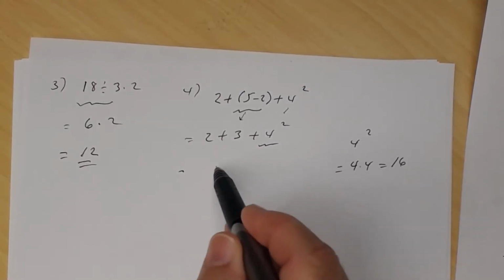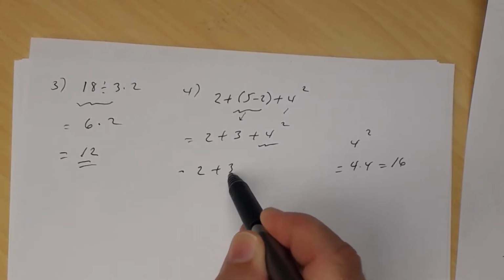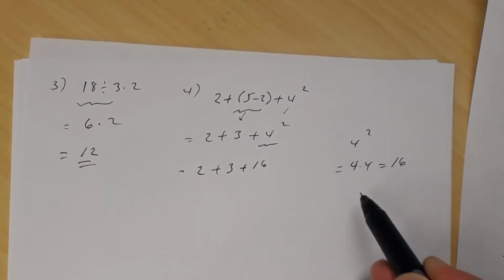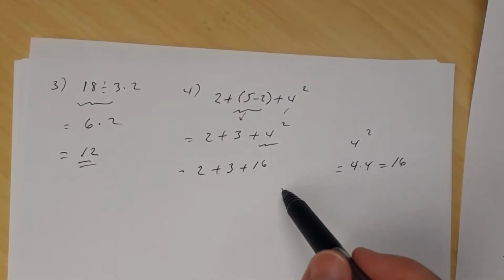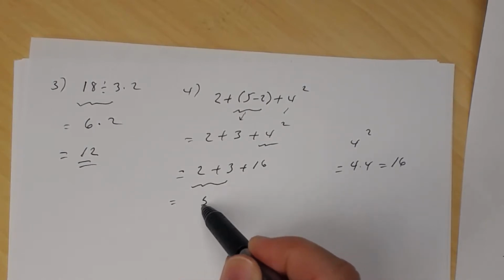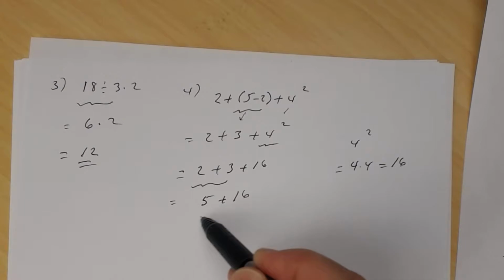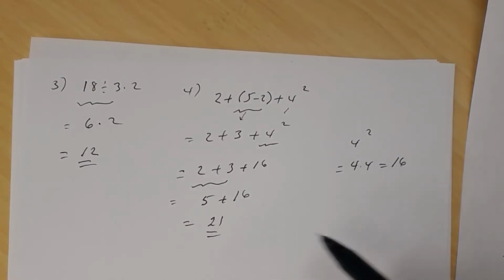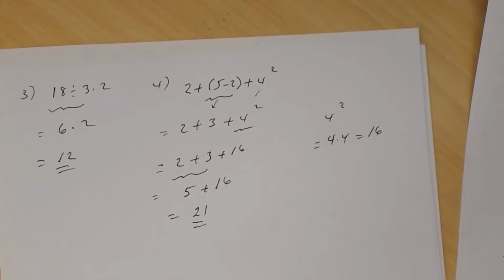All right, so I get 2 plus 3 plus 16. And now the only thing left over is addition, so I'm going to just go ahead and do it from left to right. 2 plus 3 is 5, and then I get 5 plus 16, and 5 plus 16 is 21. Okay? All right, number 5.